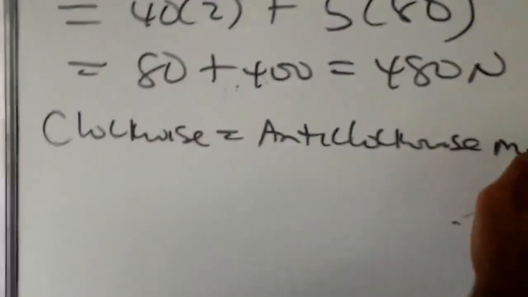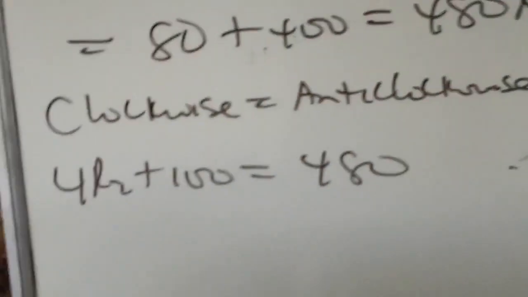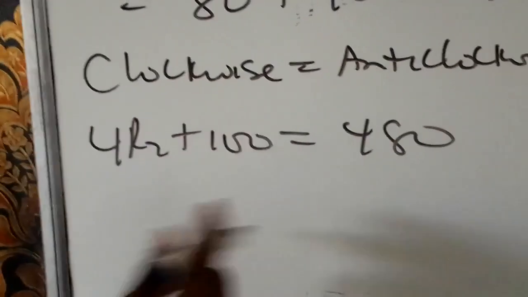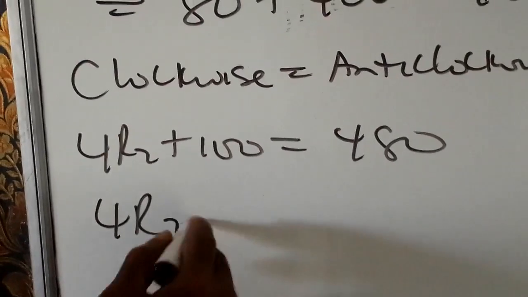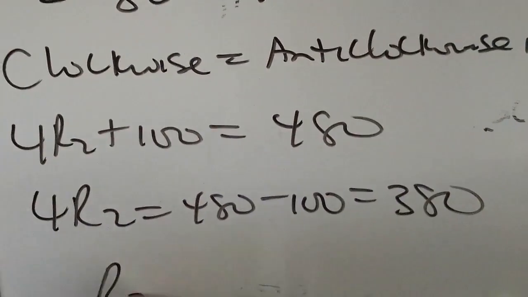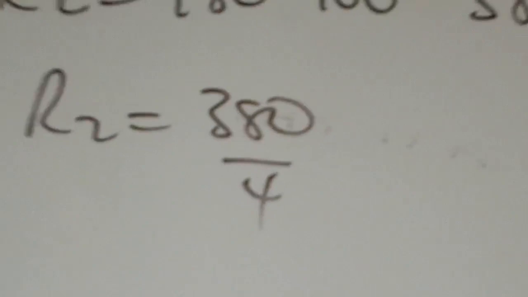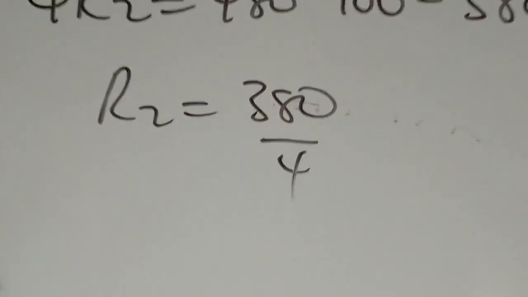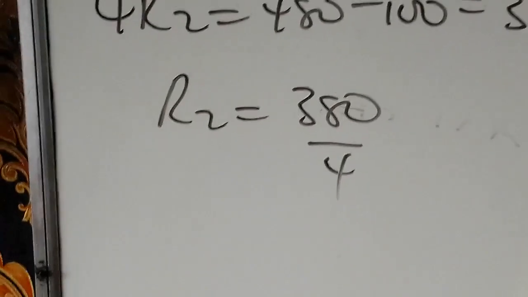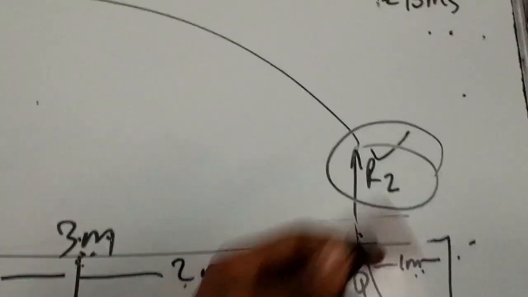So the clockwise moment is the expression 4R plus 100. Anticlockwise is 480. So 4R becomes 480 minus 100, which gives us 380. Our R becomes 380 divided by 4, and when we do that, we get 95 newton. So the reaction at the pivot Q, the support Q, is 95 newton.